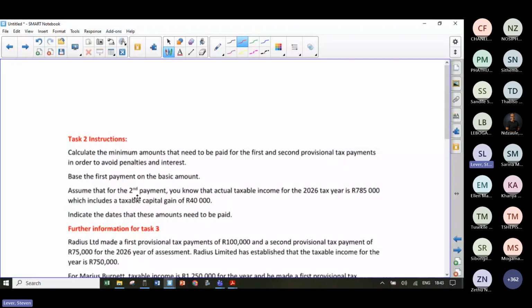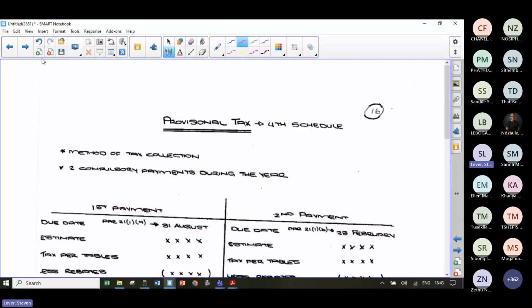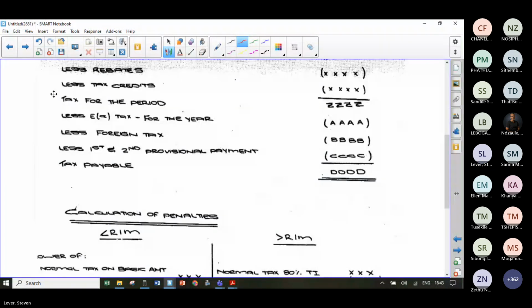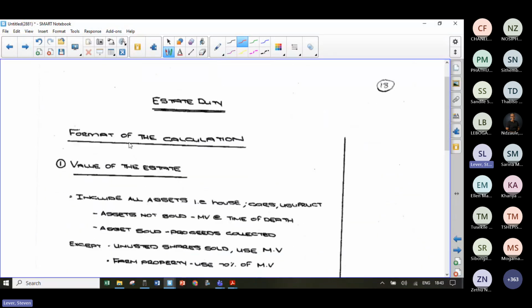Assume for the second payment, you know that taxable income for the 2026 year is 785,000, which includes a taxable capital gain of 40,000. So actual is equal to 785,000 Rand. Now, guys, let me just explain what's going to happen. And I'm just going to do a diagram, and there is a diagram in the notes just to help you with it. So included in here, guys, there is a calculation of this format.